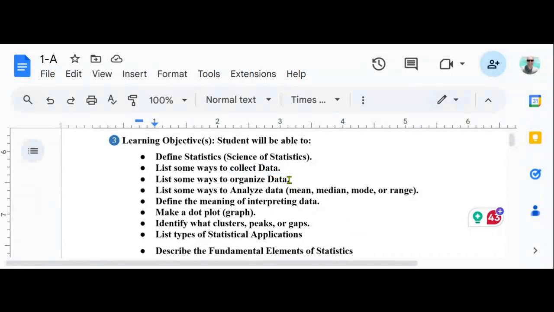Okay, go ahead. List some ways to organize the data. Yeah. So after you collect the data, what do you do with it? We organize it. You organize it. That makes sense. Okay. And list some ways to analyze data, such as mean, median, mode, or range. We can analyze the data this way. Okay.